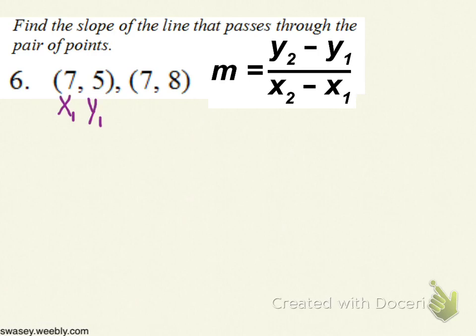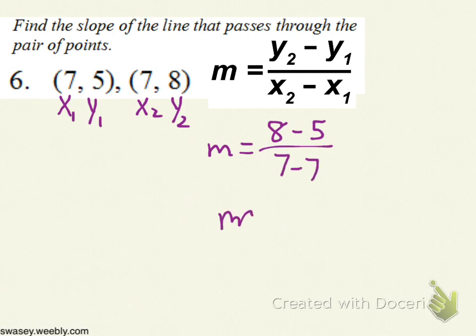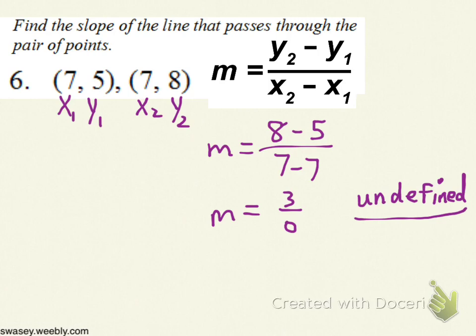Label your points. Subtract on the top, you get 3. Subtract on the bottom, you get 0. 3 divided by 0. If you type this in your calculator, you should be getting an error of some sort. We call this undefined. We can't divide something into no parts. Some textbooks may say no slope. Undefined and no slope are the same.